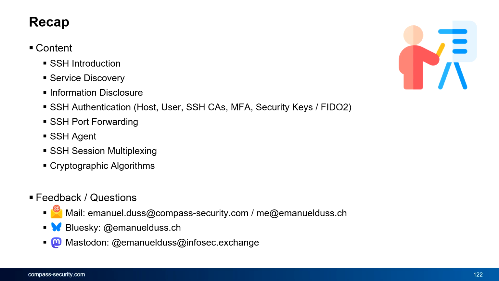So that's it. Short recap. In this presentation, you learned what SSH is, what it is used for, how you can identify SSH services and what information these services disclose, how authentication works for the host and for the users, that you can use CAs, that you can use MFA and also FIDO keys, then different SSH features like port forwarding, SSH agent, SSH agent forwarding, and session multiplexing, and also how these features can be abused, and also some things about the cryptography that is used.